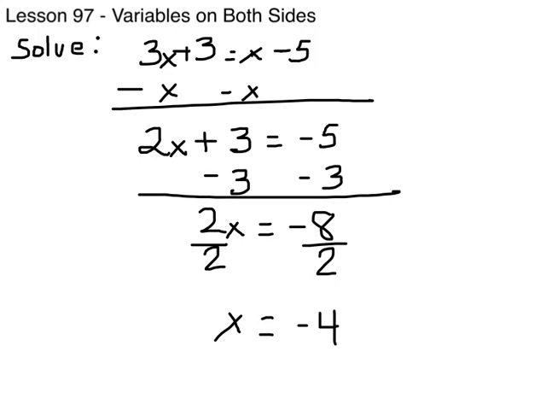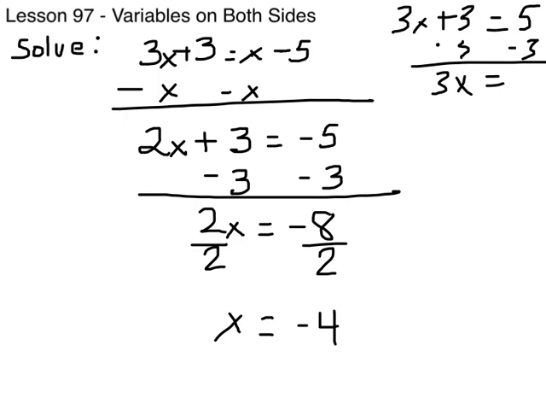So normally you would have had something like 3x plus 3 equals 5. And then you would have subtracted the 3 from both sides, and then you would have gotten 3x equals 2, and you would have divided by 3, and you would have seen that x is equal to 2/3. Alright, with this lesson we're going to add one more step.